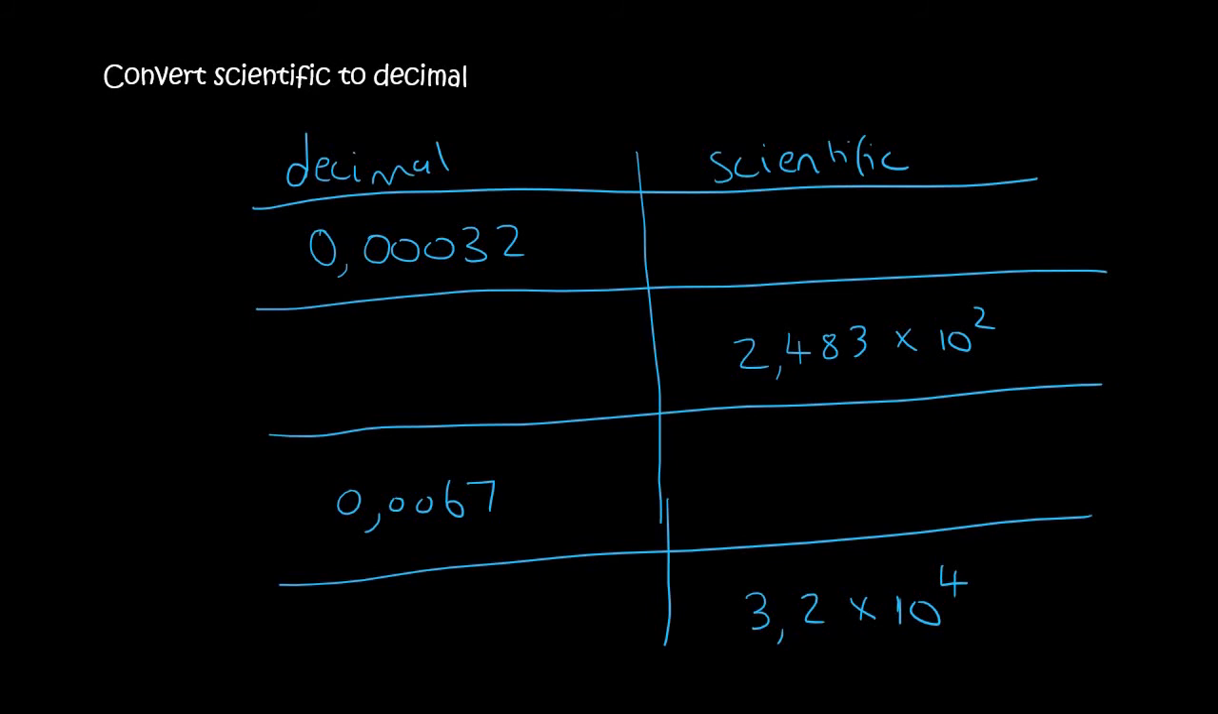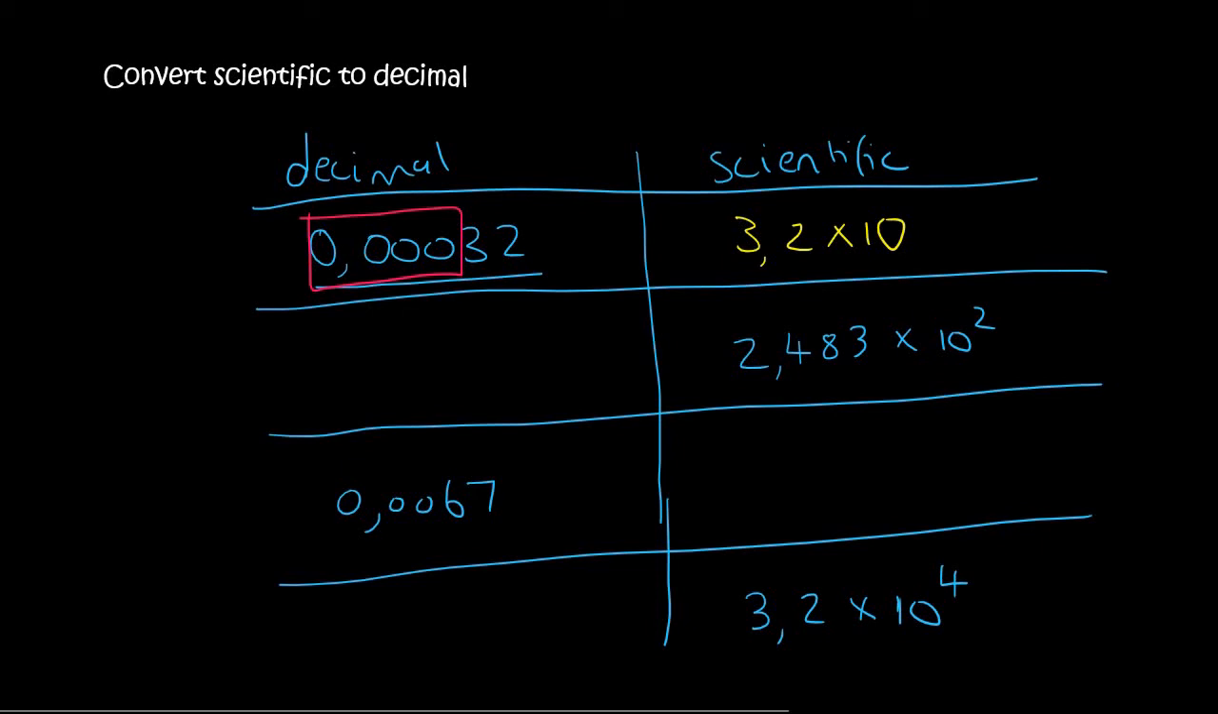Here we've been given a decimal, and we need to turn it into scientific. We see that there's a whole lot of zeros in the front, which we ignore, and so we're going to write it as 3,2 times 10. Scientific always says times 10. Now we have moved the decimal from here 1, 2, 3, 4 places, but we've moved it to the right, and so we're going to put a minus 4.